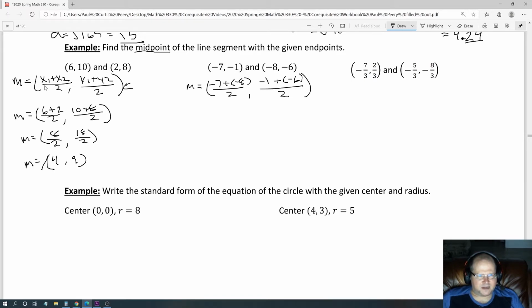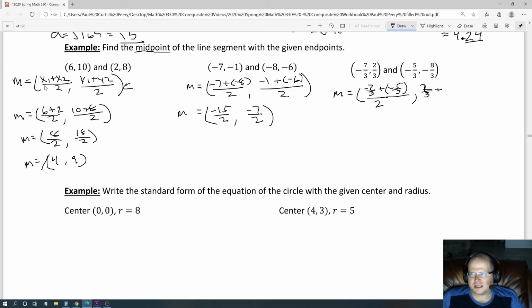All right, -7 plus -8 is -15 divided by 2. That doesn't really simplify. You say -1 plus -6 is -7 divided by 2. And there you go. What about the next one? Next one's going to deal with some fractions, which isn't great, but that's okay. So you're going to have -7 thirds plus -5 thirds. And you're going to have 2 thirds plus -8 thirds all over 2.